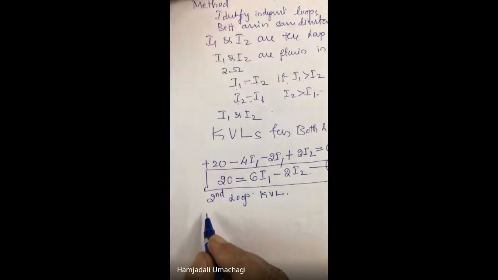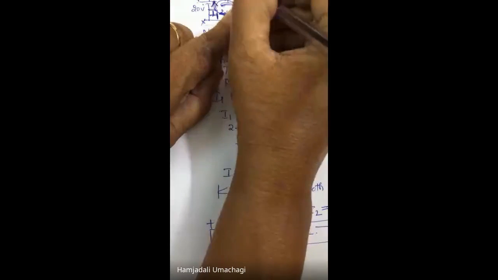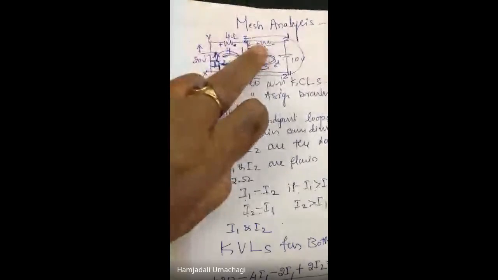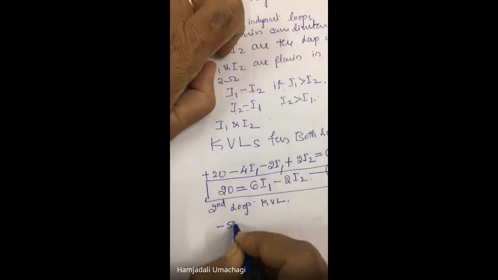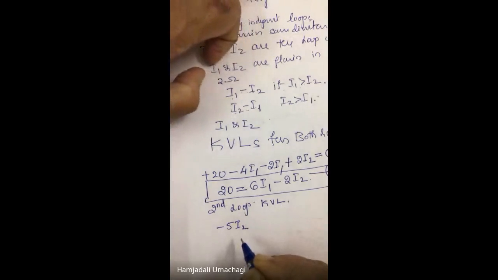I'll start with the 5 ohm resistor. This loop current is entering here, that is minus 5I2.